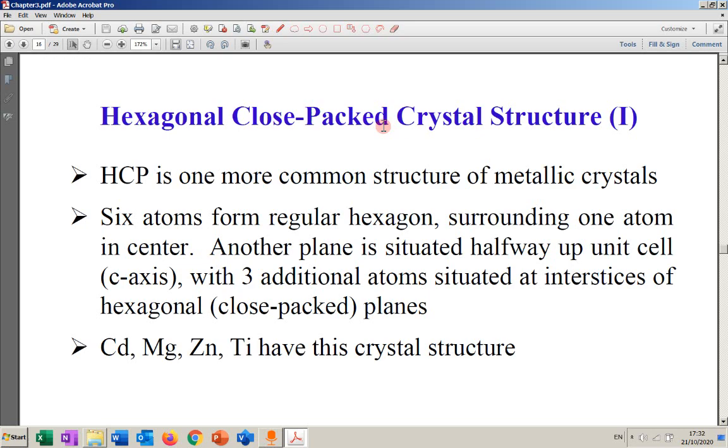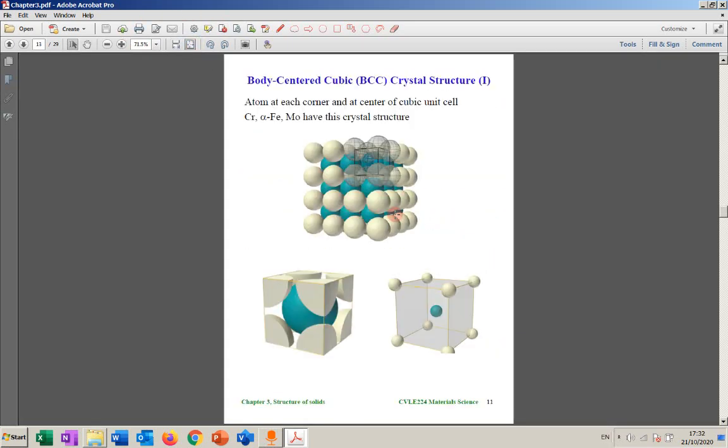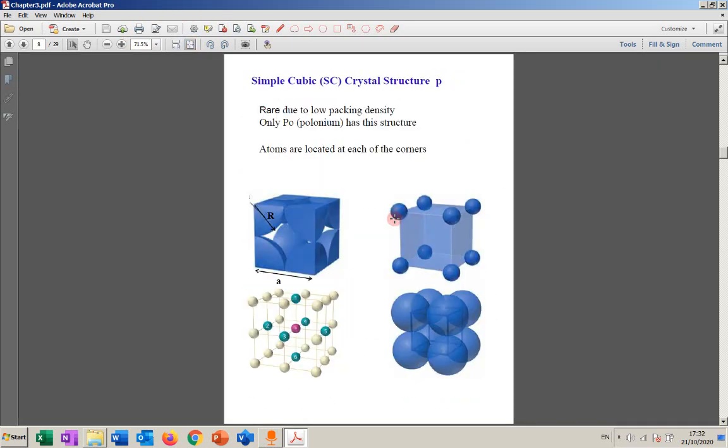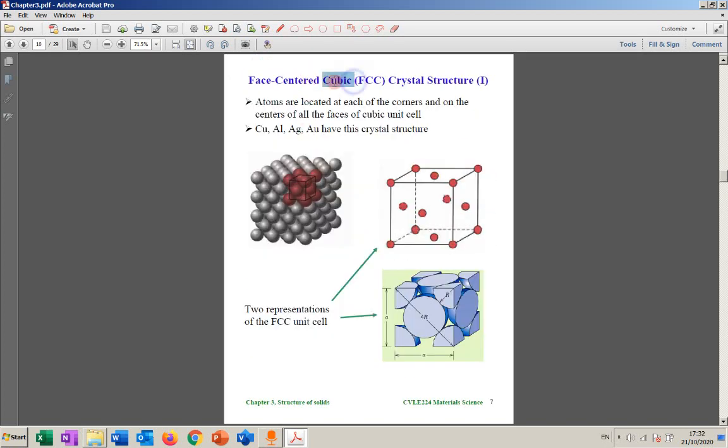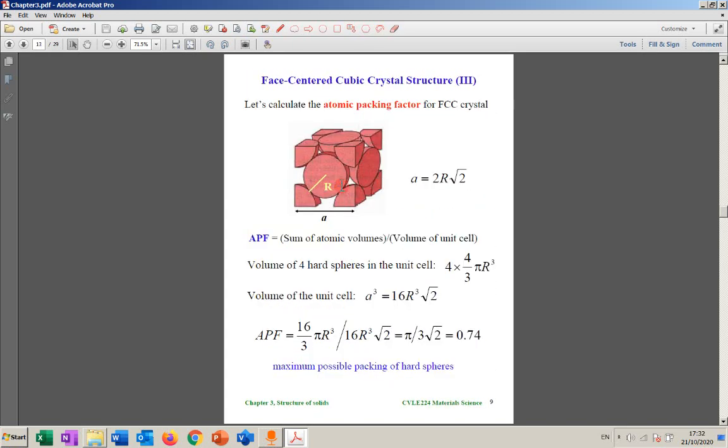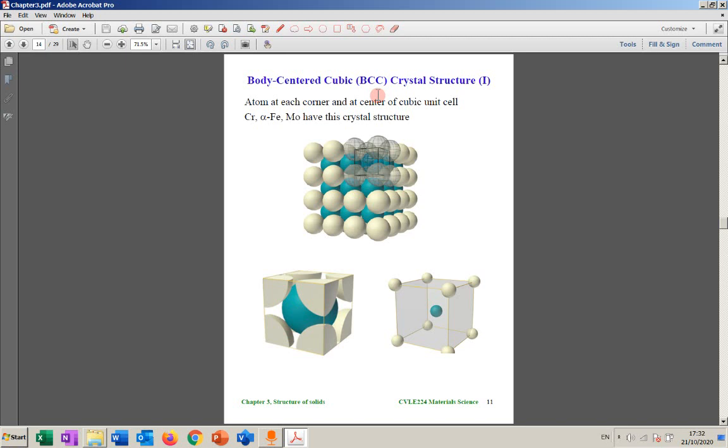So far, the ones that we explained were all cubic. We said simple cubic, so the system was cubic and the arrangement was simple. We said face-centered cubic, again a cubic system, face-centered meaning we have an atom at each face. And we explained body-centered cubic. Again, it's still cubic. Body-centered means there is an atom at the center of the body, but the system is still cubic.